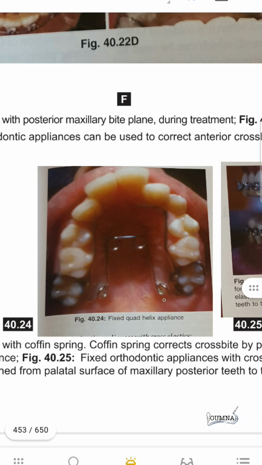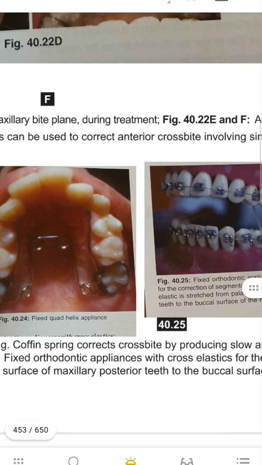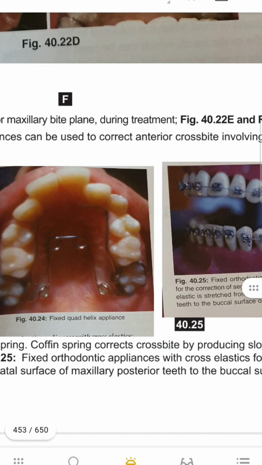Another appliance is the quad helix appliance that can be removable or fixed. When also activated from these helices, it will cause expansion that is slow considerably.